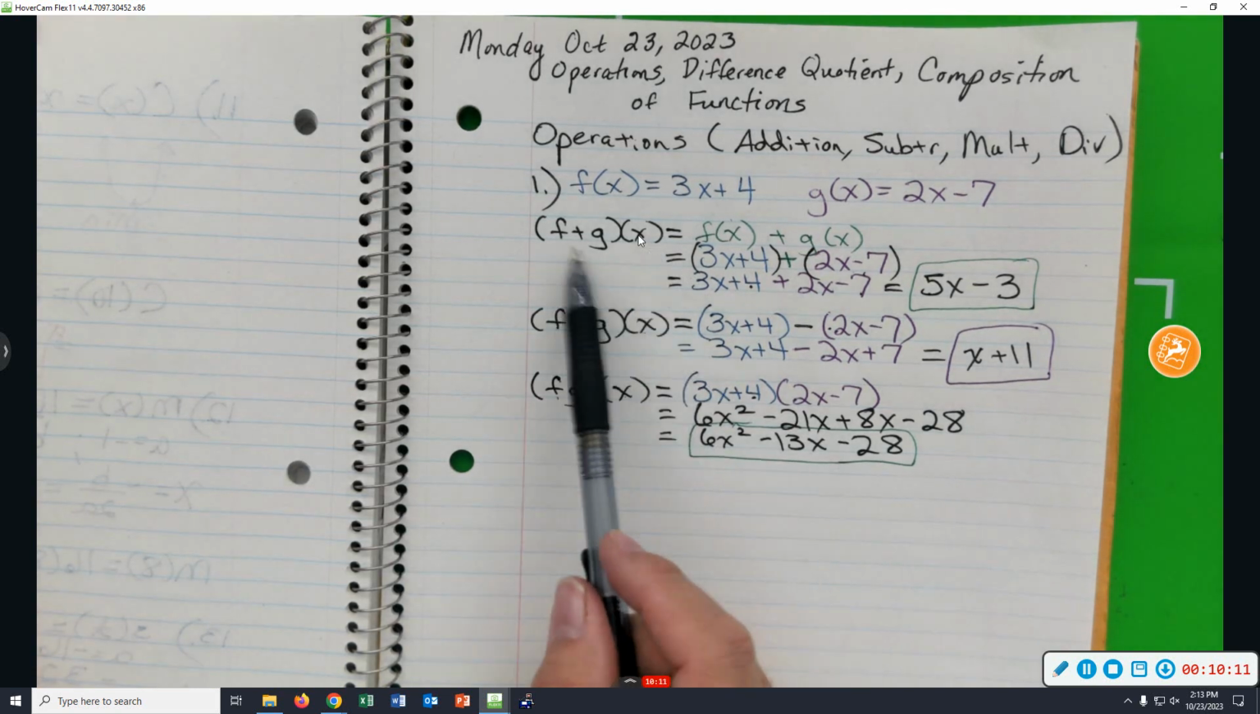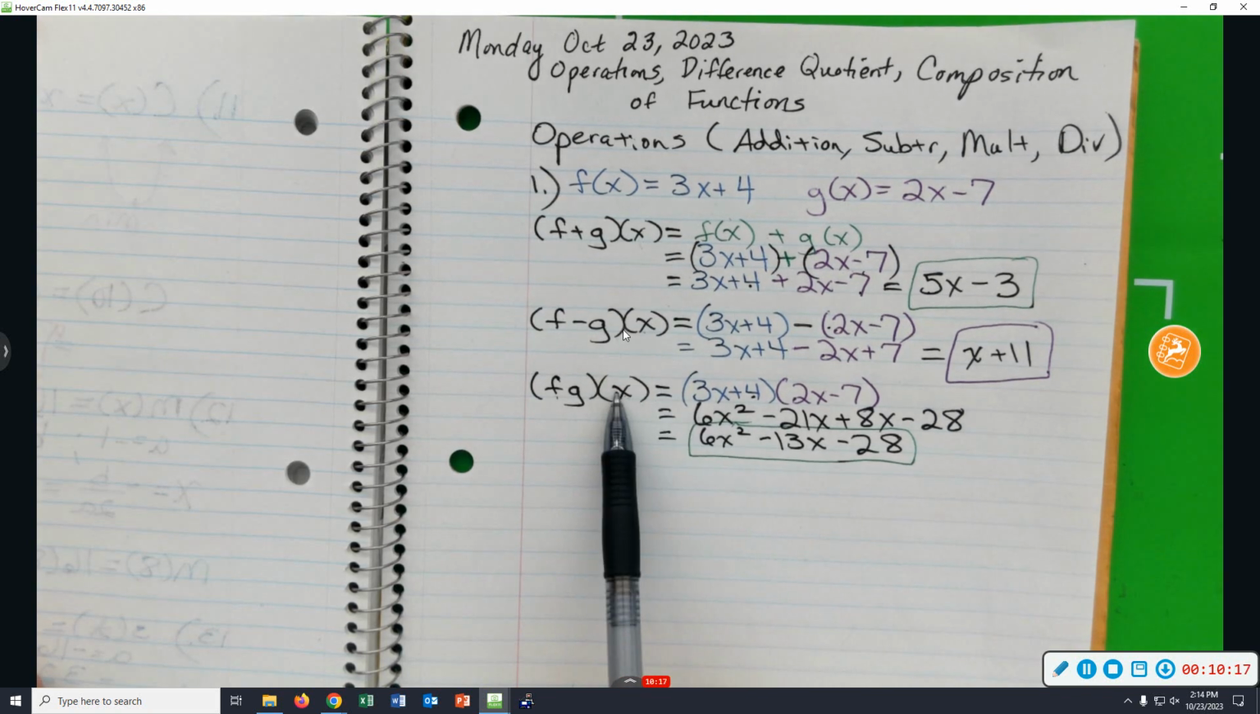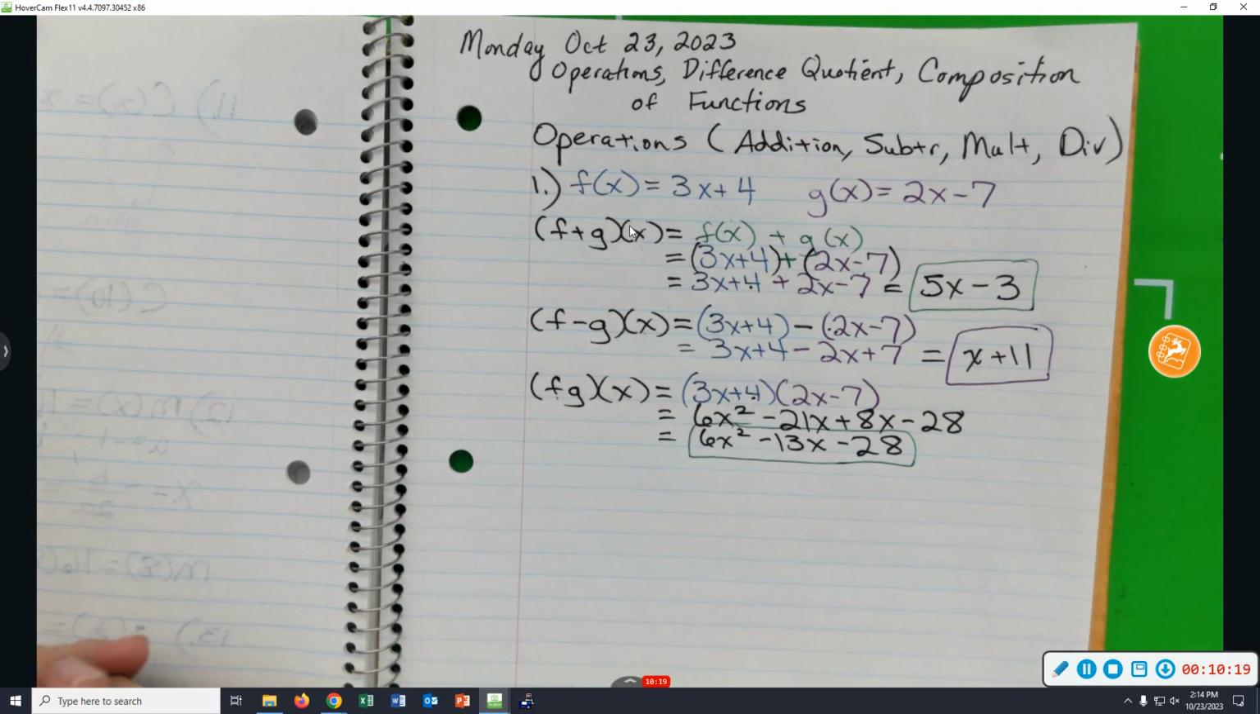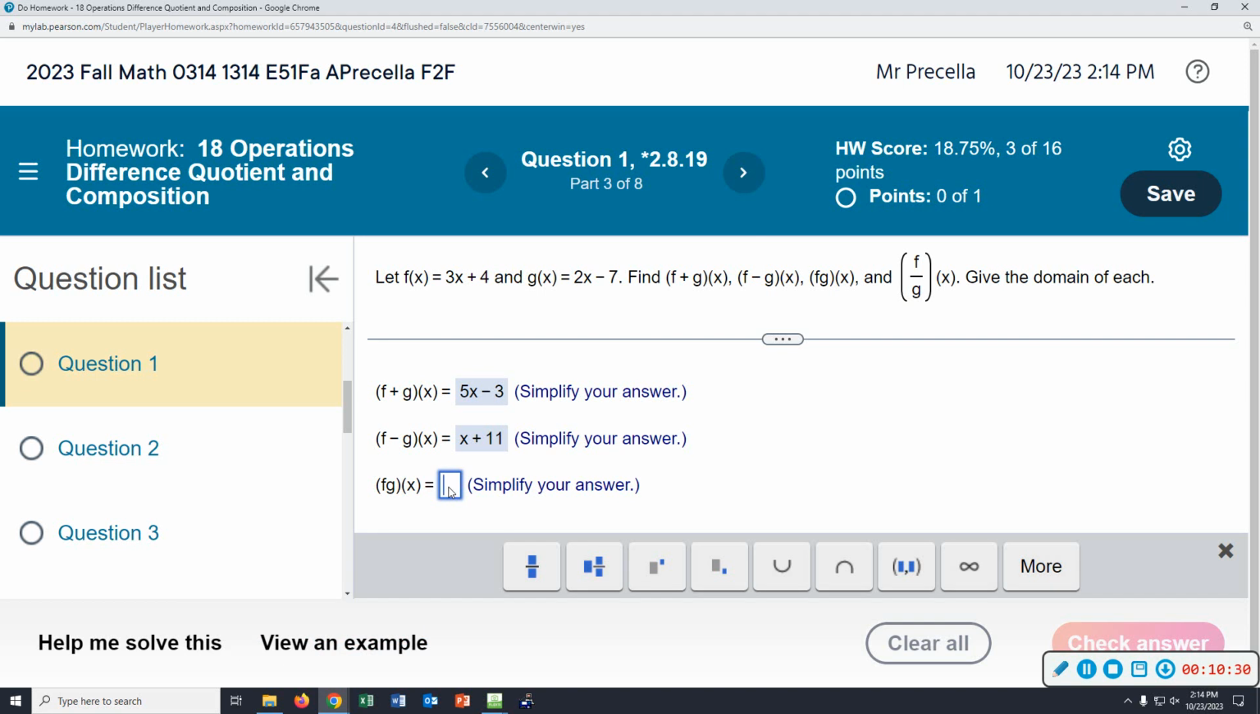All that is saying is add the functions and your answer will be in terms of x. That's all that's saying. It's not saying add them and then distribute an x. You made it harder than it is. I mean, I could see how someone would think that. Okay, go ahead. You didn't write an answer. 6x squared minus 13x minus 28.